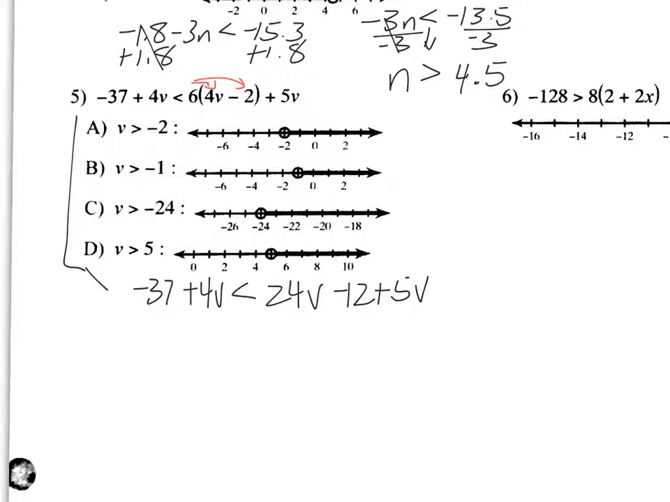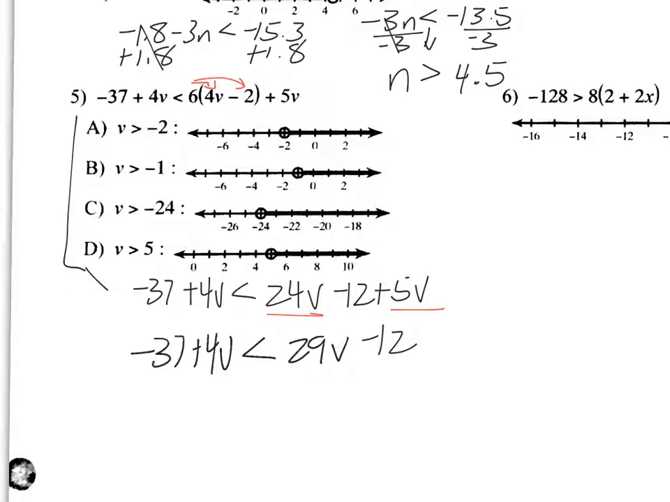So with variables on the same side, you want to look for like terms. So those are like terms. I'm going to combine those. Remember, since they are on the same side, I just combine them. So 24v plus 5v will be 29v.